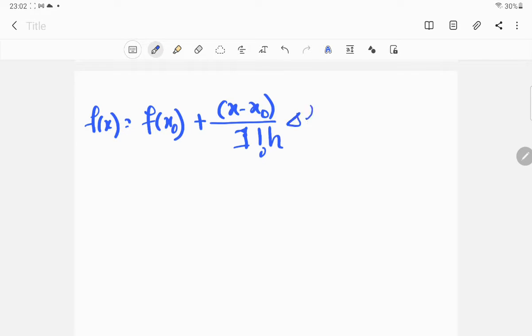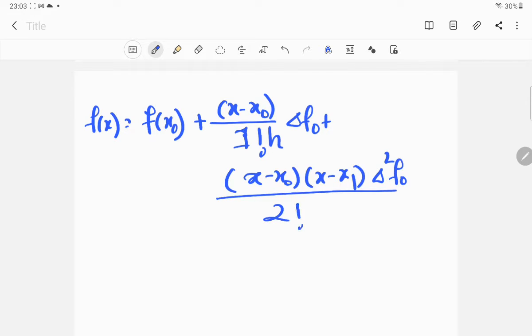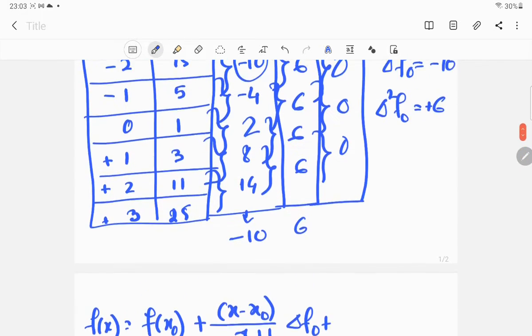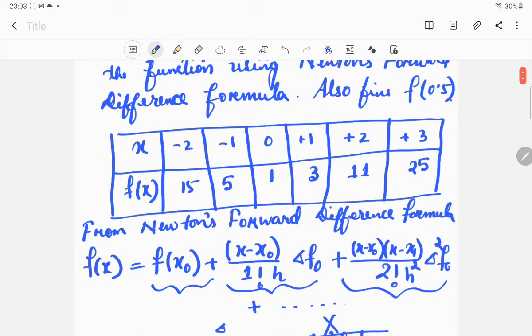Okay, so del f naught, and then we have (x minus x naught)(x minus x1) del 2 f naught divided by factorial 2 h square. That's all we need. Now f(x) naught, again go back to that. So this is x naught, this is x1, this is x2, this is x3, this is x4, this is x5. Similarly, this is del f naught, this is f1, this is f2. So you can see that here we don't need many terms.